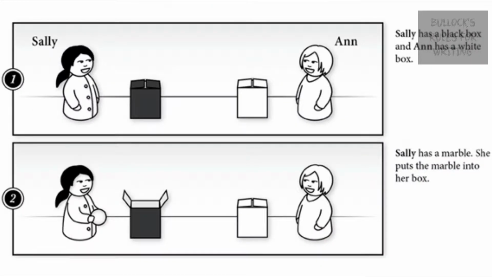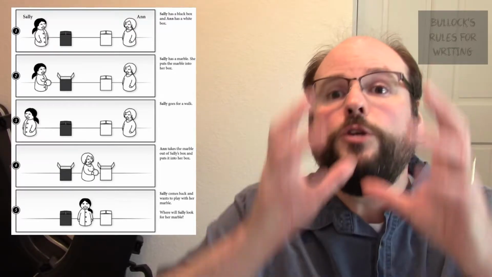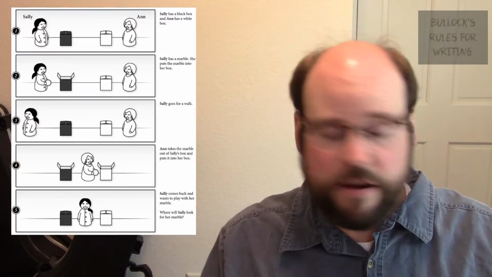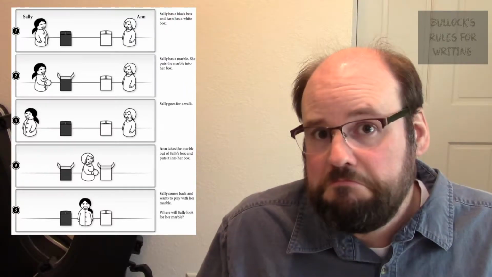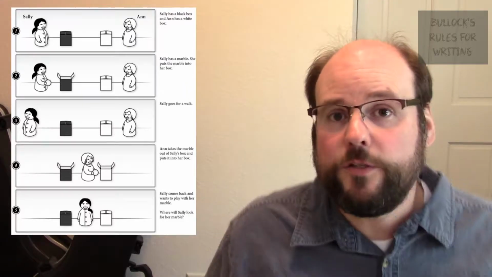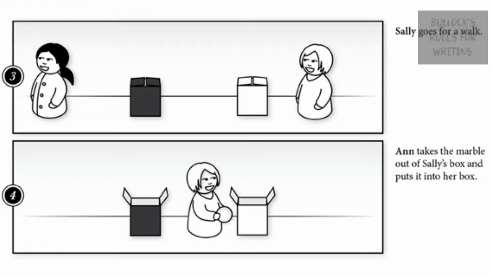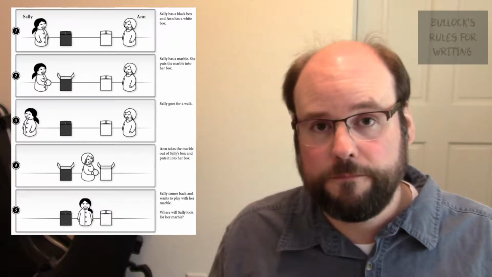Sally has a marble. She puts the marble into her box. So here you see she's got the marble. She's going to put it into the black box. Okay? So far, everything is fine. Sally then goes for a walk. I mean, it's exercise. Sally's doing nothing wrong here. But while she's gone, Ann takes the marble out of Sally's box and puts it into her own white box.